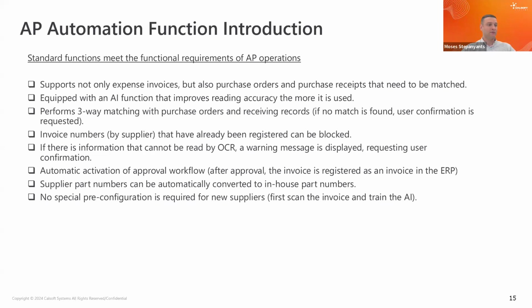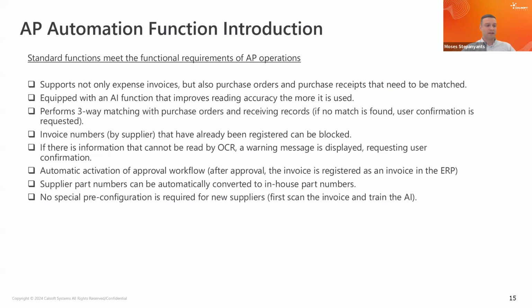When dealing with accuracy, invoice numbers that have already been registered can be blocked, and the system will throw an error if you try to, let's say, register the same document that's already been registered and posted. With error handling, the system will throw an error message on the screen if you miss something, or let you know that it can't retrieve some kind of information. And there's automatic activation of approval workflows. Once approval is complete, the system will create the registered document as an invoice in your ERP system, so you don't have to create it from scratch every time you get an invoice in from a vendor.